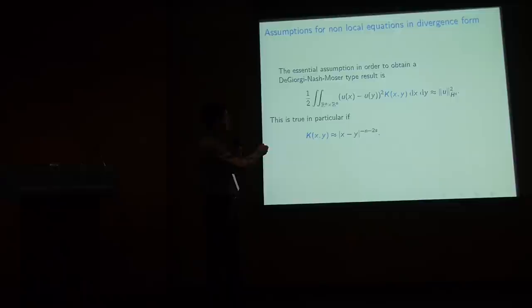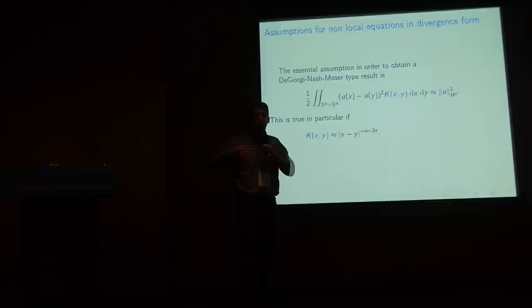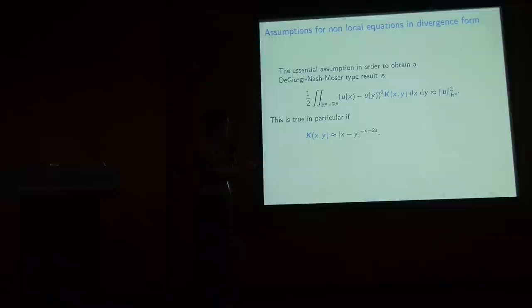So if the kernel is bounded from below and above by a multiple of that, we will have a comparability of the quadratic forms, and one can prove an analog of the De Giorgi-Nash-Moser theorem, meaning that the solution becomes Hölder continuous in positive time. But this assumption is actually something that can be relaxed quite a bit.